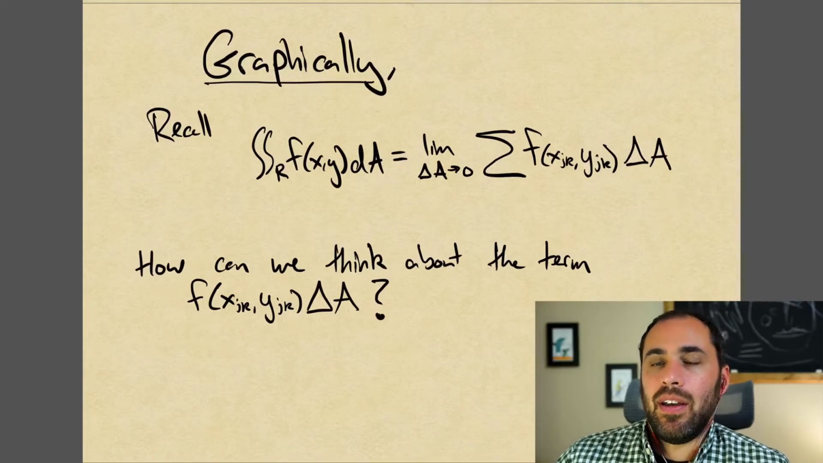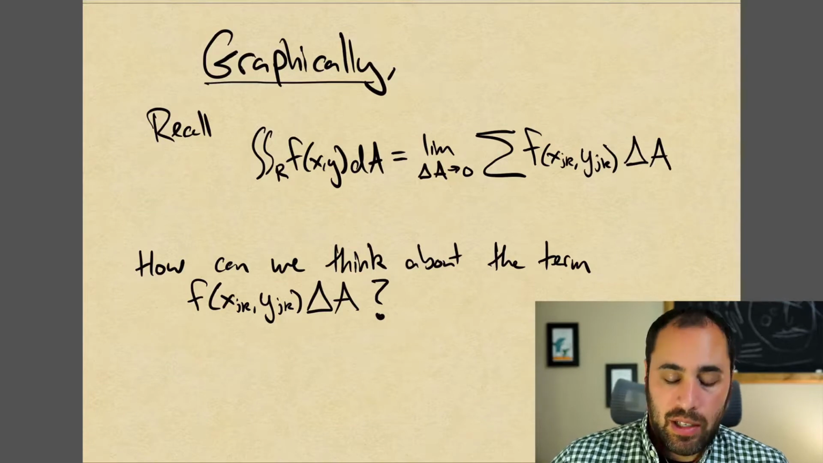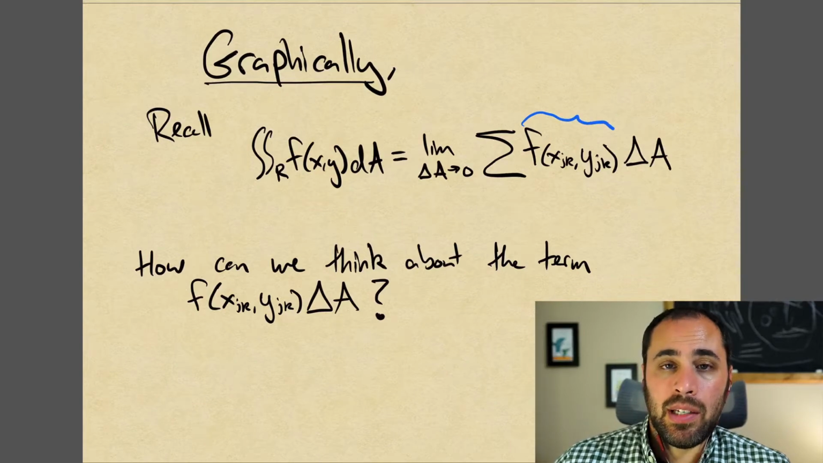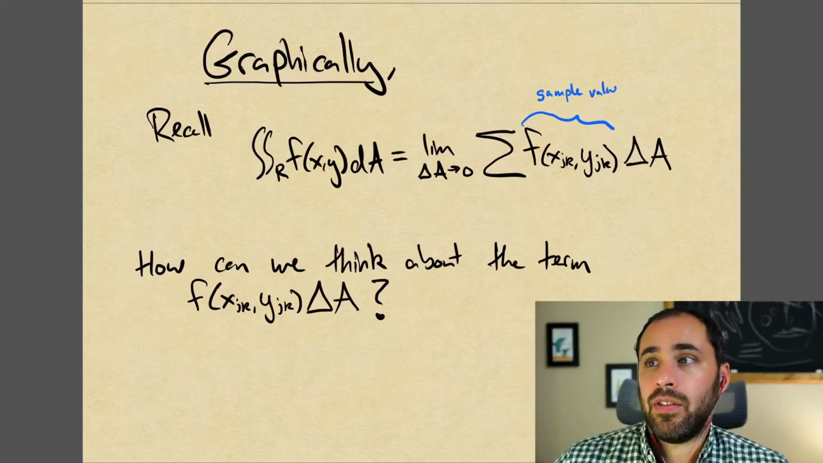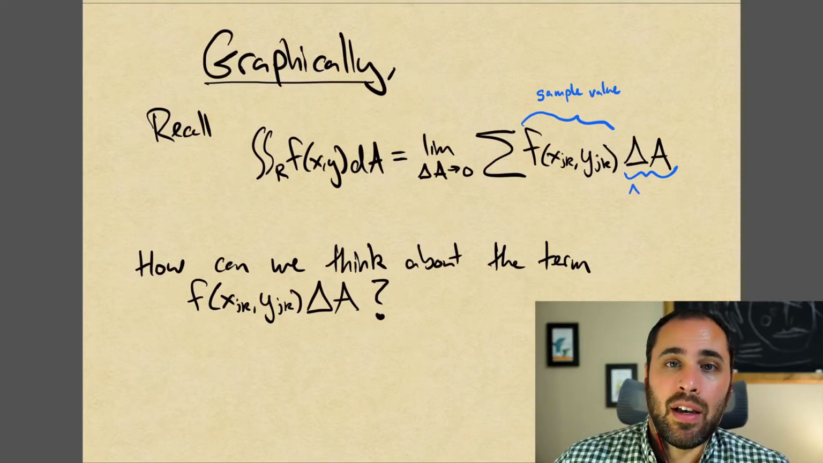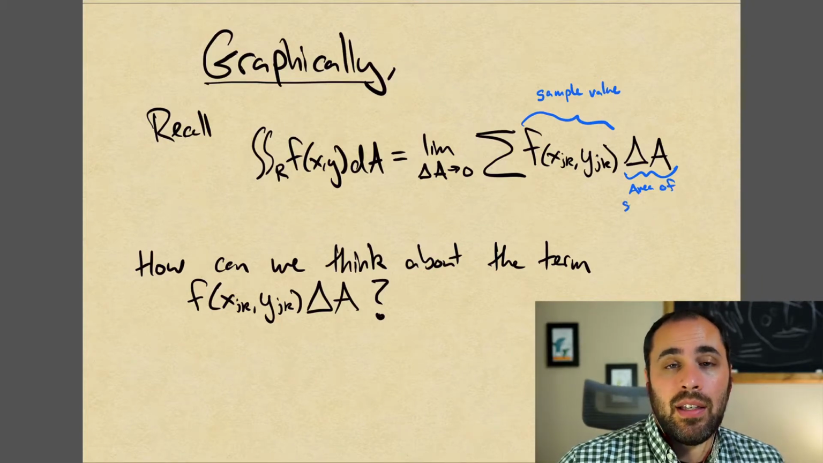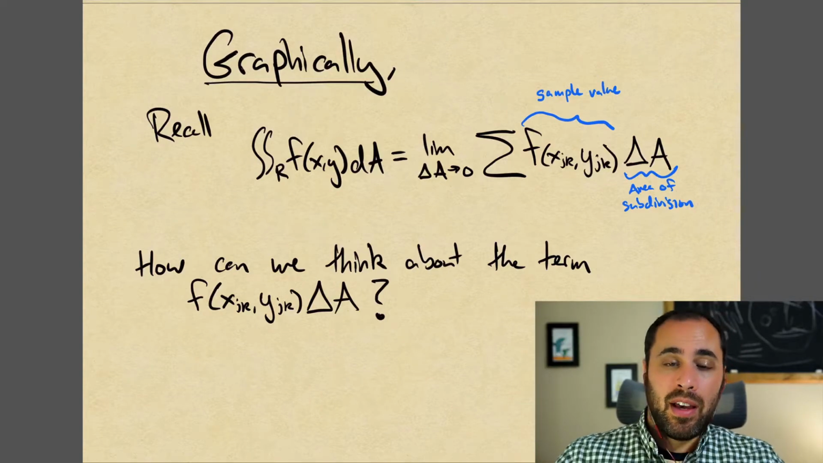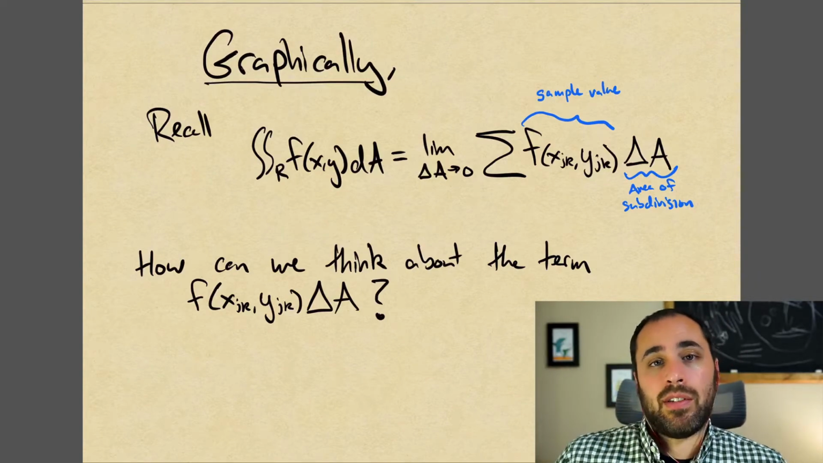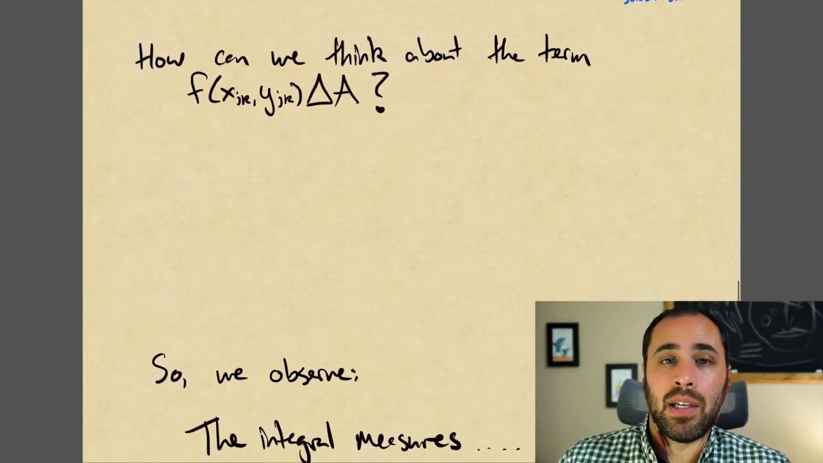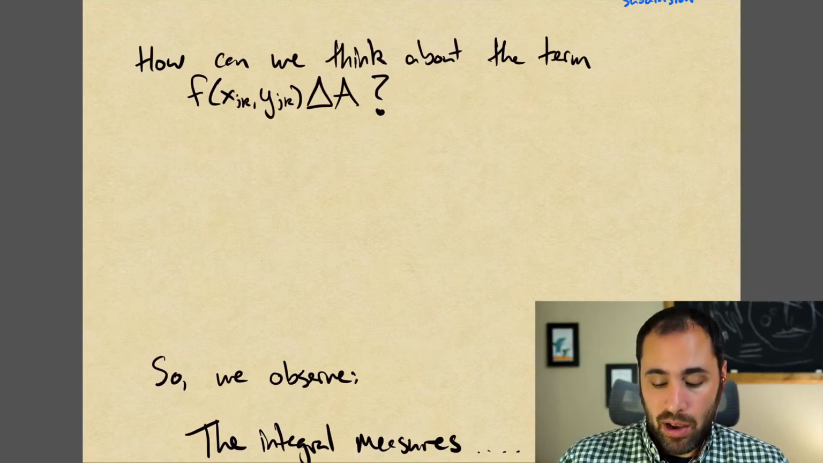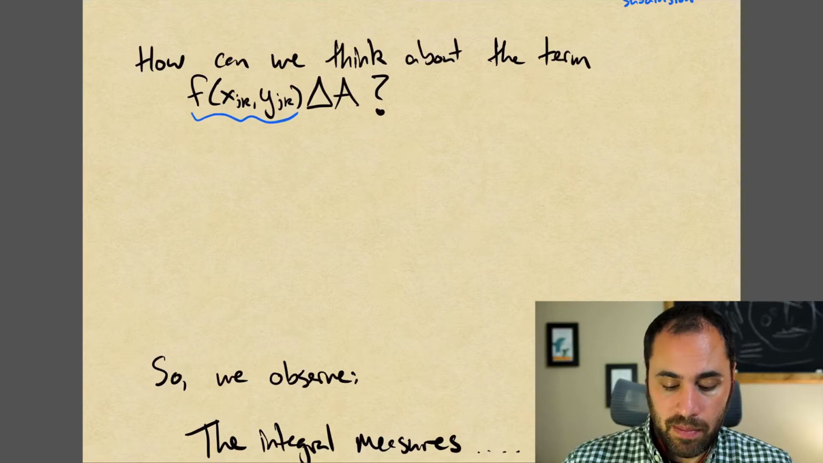So in the last video, we defined a double integral over region R to be a limit of this sum, where this first part, f of x_jk, y_jk, is a sampling of points, and the f value at each of those points we multiply by delta A, that is the size of our subdivided regions. And we take the limit as those subdivisions get smaller and smaller, as we have more and more of them. So how should we think about each of those terms in our sum?